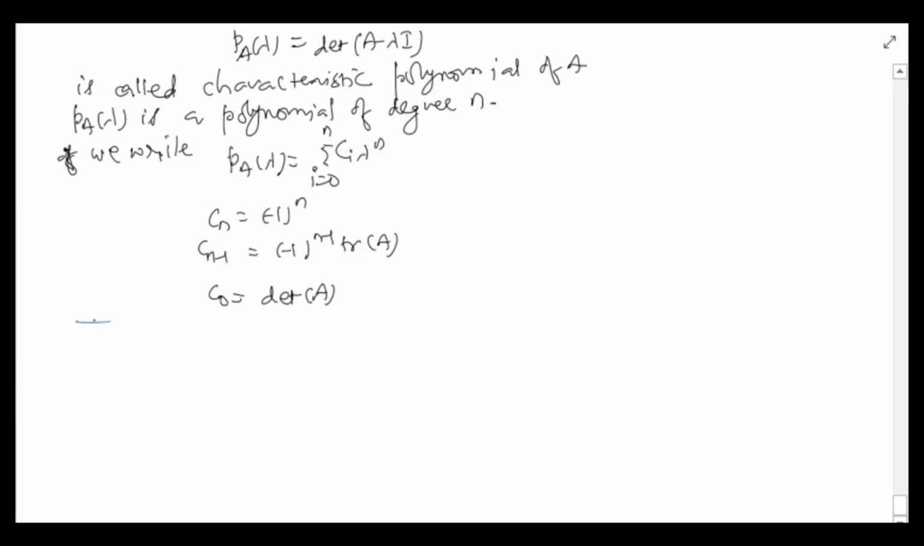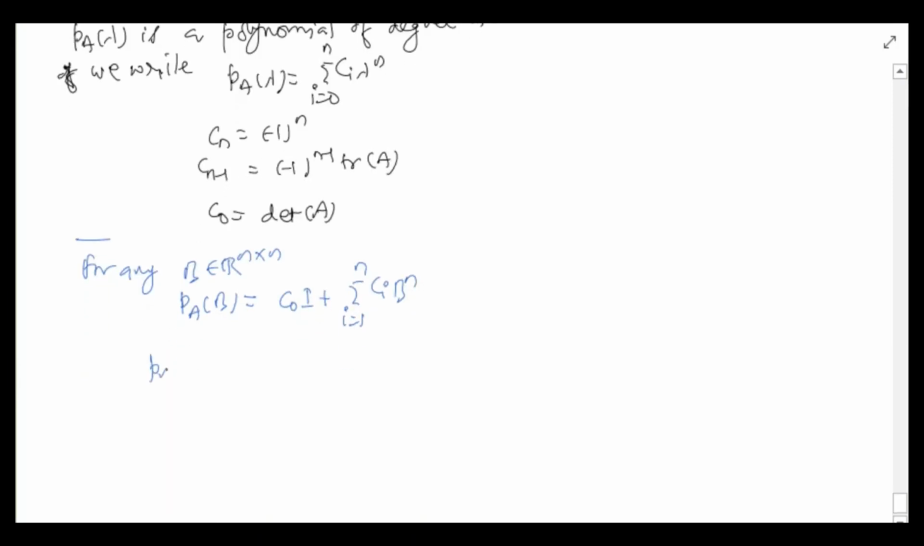Further, for any matrix B that is n cross n, we can define P_A of B also as follows. So P_A of B is c_0 I plus the sum over i equals 1 to n of c_i B raised to i. Then it turns out that P_A of A is 0. This particular result is referred to as the Cayley-Hamilton theorem.